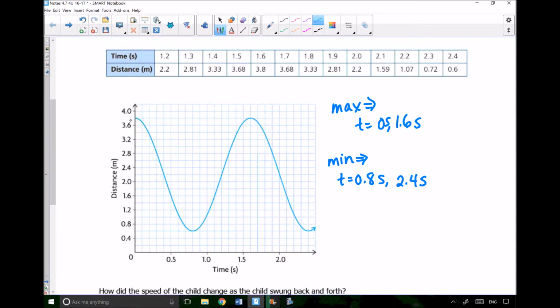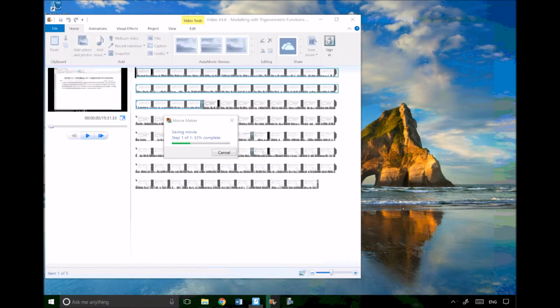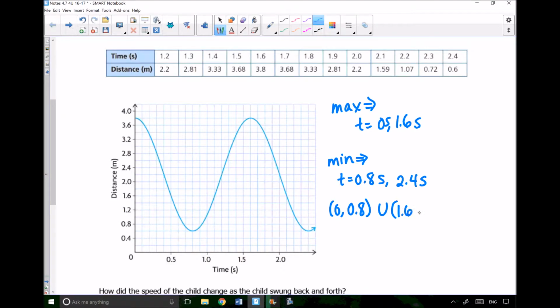So as time goes on, the distance decreases. Between 0 and 0.8 seconds, our distance is decreasing, as well as from 1.6 seconds to 2.4 seconds. But we also know that from 0.8 seconds to 1.6 seconds, as well as from 2.4 seconds to, we can extrapolate and figure out that this would be 3.2 seconds, our distance is increasing.